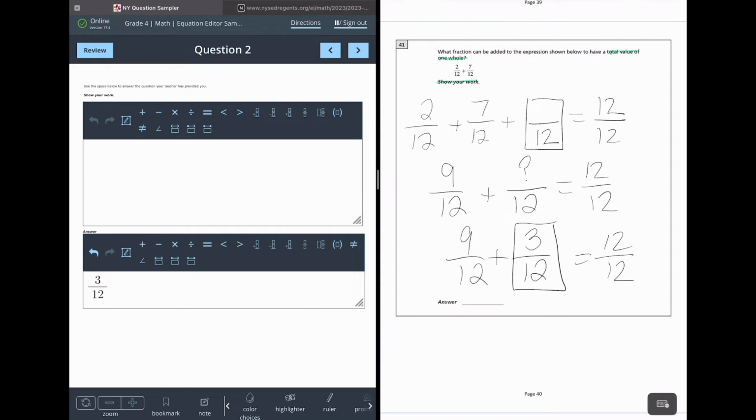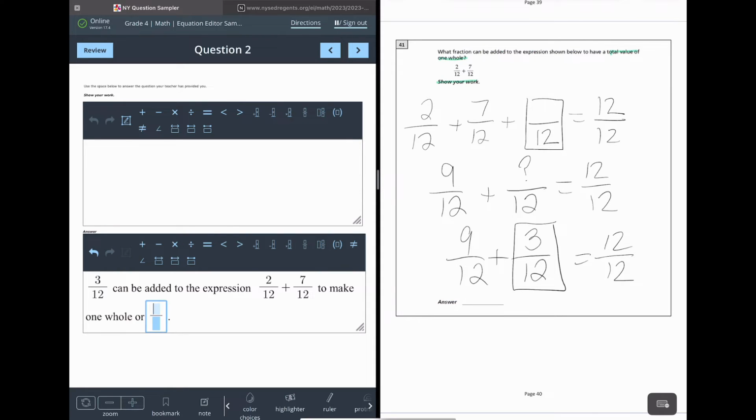What fraction can be added to the expression? 3 twelfths can be added to the expression. And I'm going to write it in there. 2 twelfths plus 7 twelfths to make 1 full. I'm going to hit these 3 little lines to make it full. Or I'm going to put 12 over 12. There we go. 12 over 12.